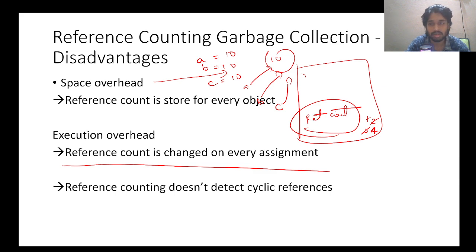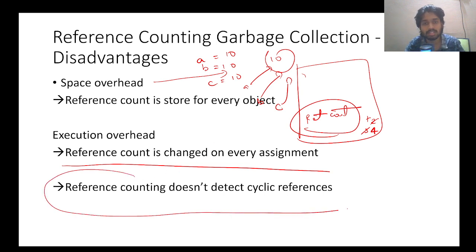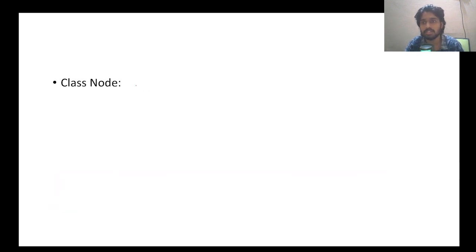So we're just going to increase our work here. But the main disadvantage of reference counting is that it doesn't detect any cyclic reference. This is very important. Let's try to understand this one. Cyclic references. What is meant by a cyclic reference? For example, if I have a node like this, let's try to create it.